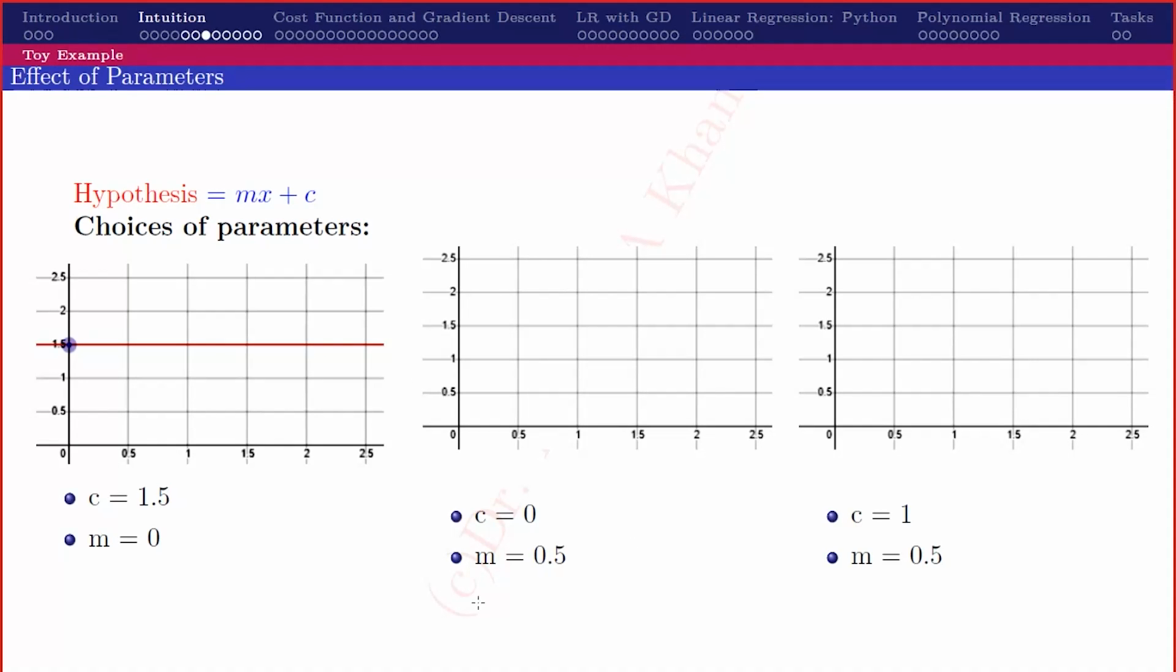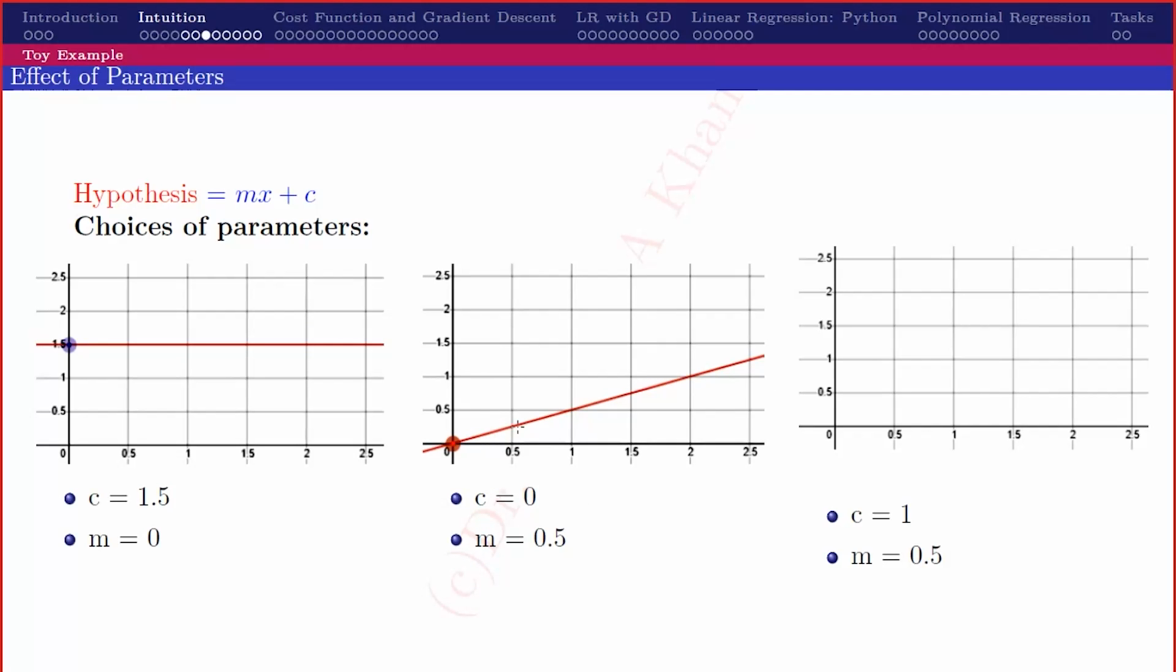Can you give me the answer, what would be the line corresponding to these two parameters? What would be the effect of c? If c equal to 0, what does it mean? Sir, the line will pass through the origin. Exactly. If c equal to 0, it means the line is passing through the origin. And m equal to 0.5 means the slope is less than 1, so it is something like this. It is going in the upward direction with a slope of 0.5, simple. And if c equal to 1, it means the y-intercept is over here, with m equal to 0.5. In similar terms, it would be something like that.